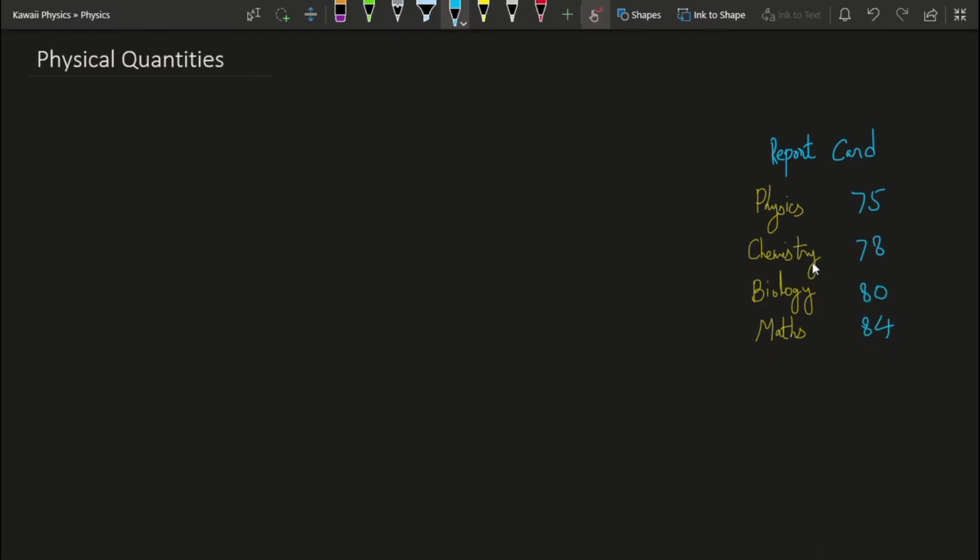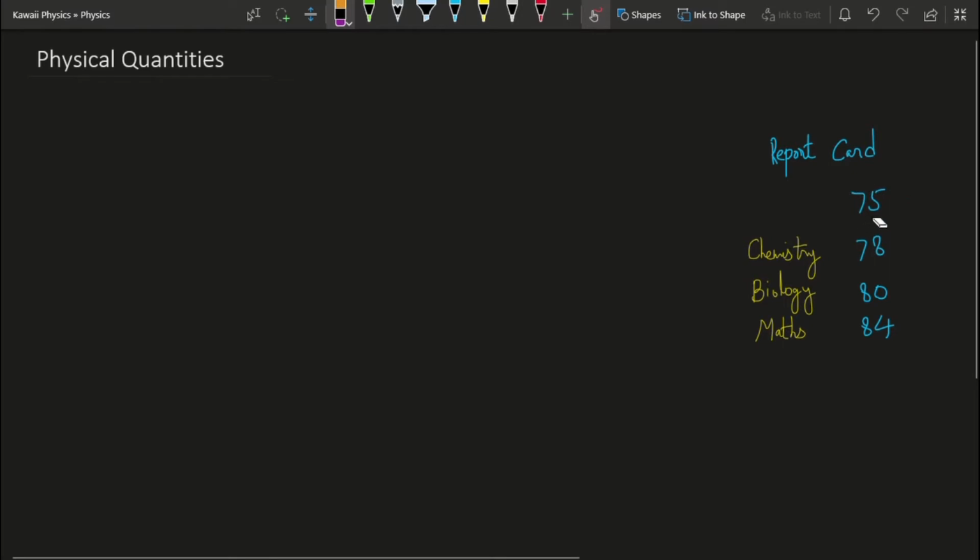Now I want you to focus on these subject names and numbers. You have taken 75 marks in physics, 78 marks in chemistry, 80 marks in biology, and 84 marks in maths. Now let's say if I remove any number like 75, and physics has no numerical value, you can't tell how much marks you got in physics, right? And let me just undo it.